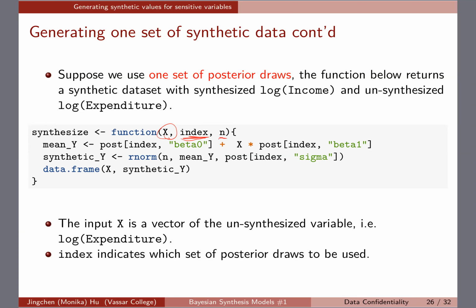Okay, so in order to do a posterior prediction, you first get the mu i. In this case, you can get the index. If it's 1, then you're taking the first set of draws out of the 5,000, and I'm taking beta 0 plus x times beta 1. So I can get a mu i, because that's the linear combination, beta 0 plus beta 1 times x. Then we can do a synthetic y using our norm function with the mean mu, and the sigma from the same iteration. We do this by a vector instead of a loop for each observation, because you can operate by vector. So the input x is a vector of the unsynthesized variables, and the index is which set you're using.